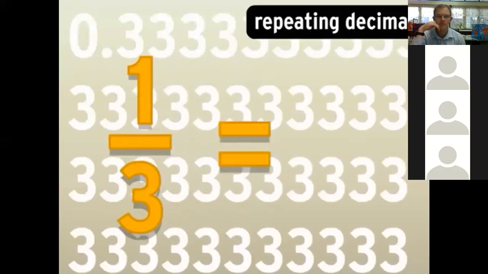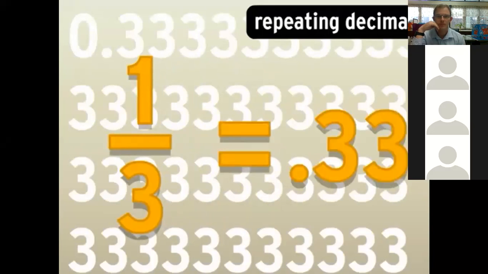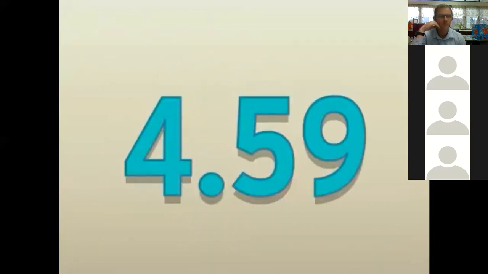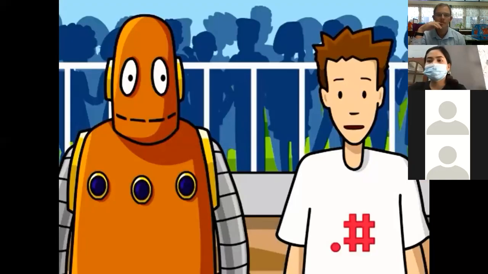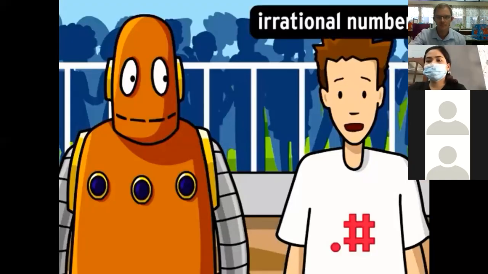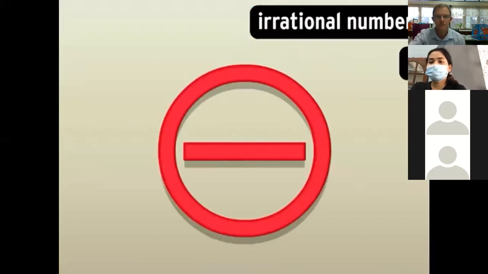You could round that number off to 3/10 or 33/100, but it's more accurate to put a line over the last number. That line indicates that the number keeps on going. Decimals that end are called terminating decimals. But some decimals, called irrational numbers, don't end or repeat. One example is pi, which is the ratio of the circumference of a circle to its diameter.